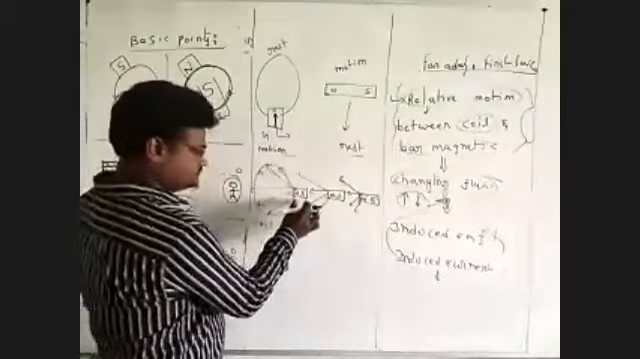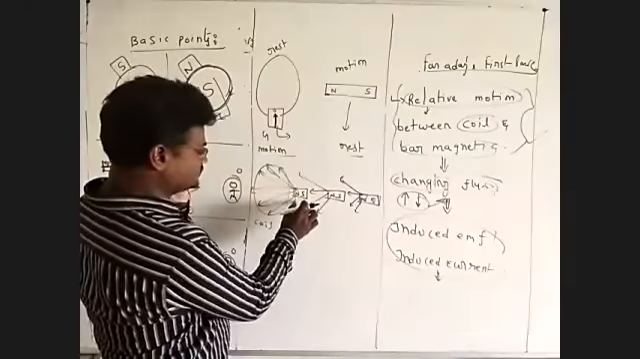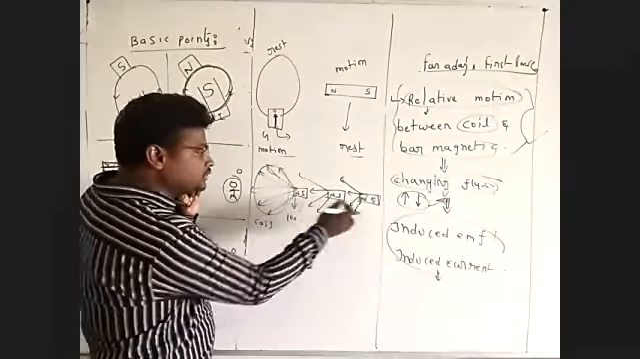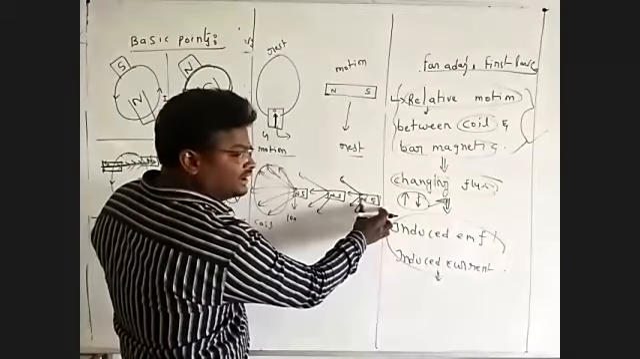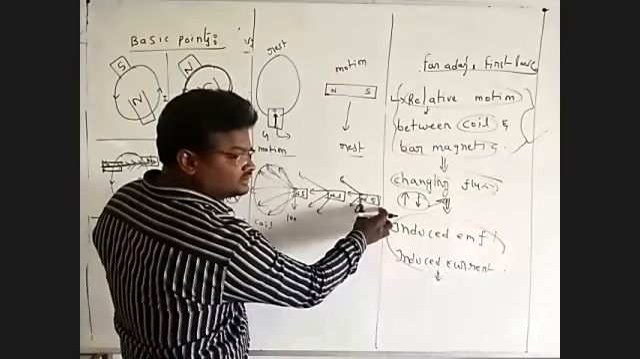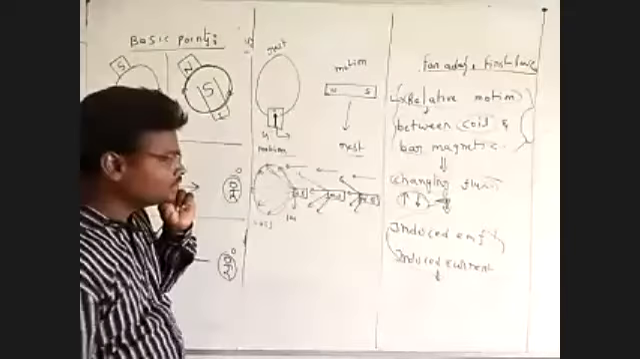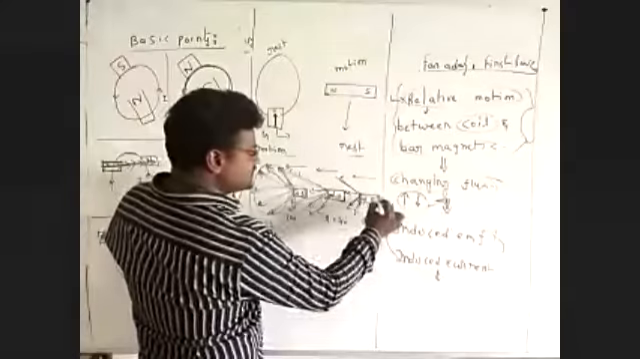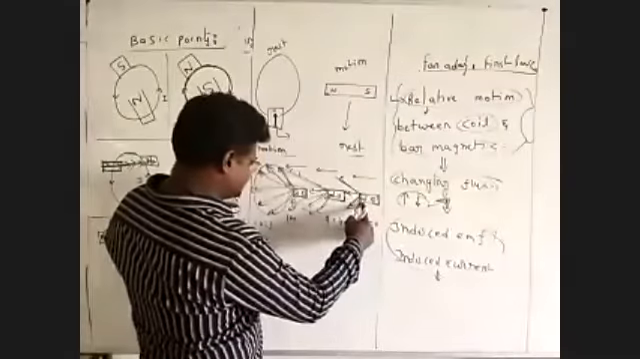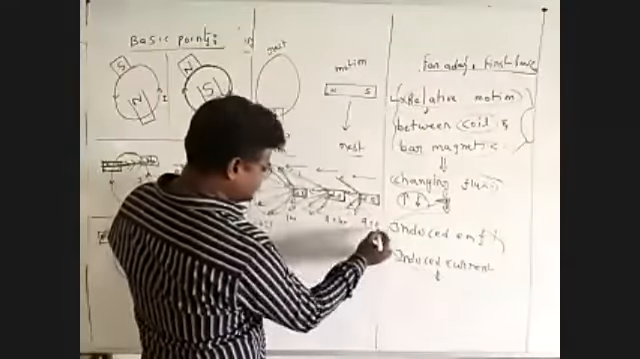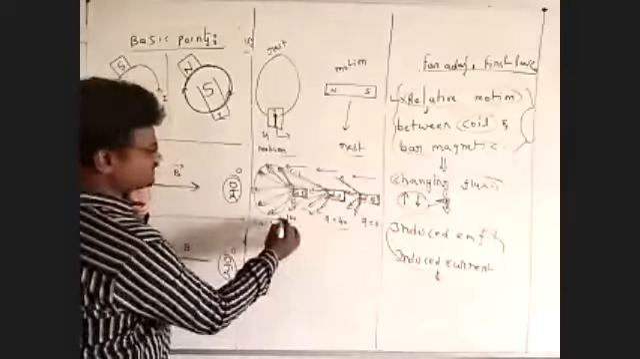This is a bar magnet, with its north pole moving towards a coil. Initially, this is the position of the north pole of the bar magnet, and this is another position of the north pole. Fewer field lines are linked with the coil at first.